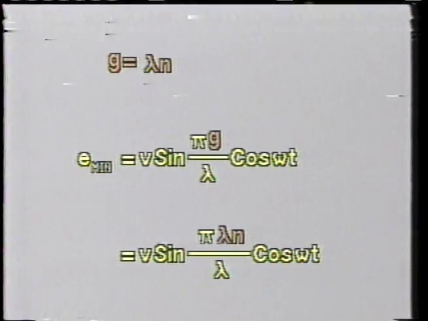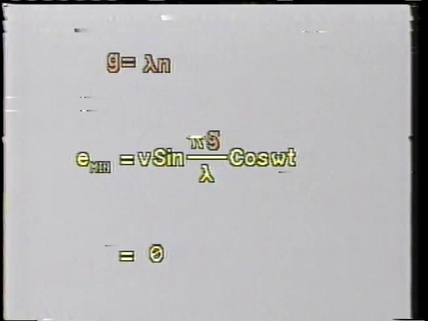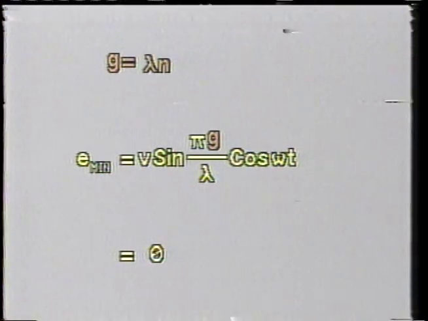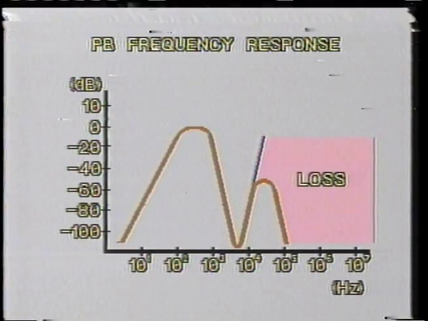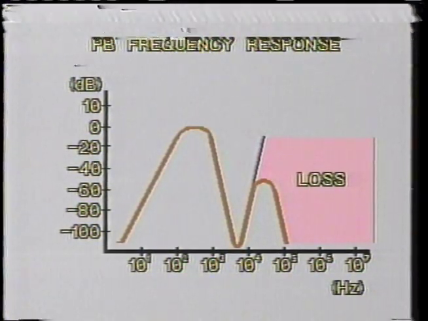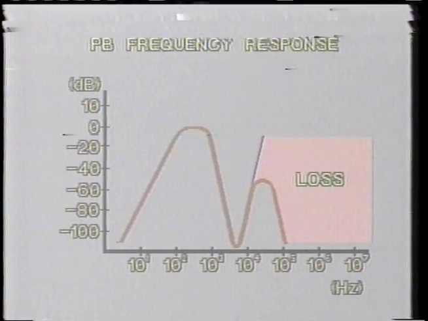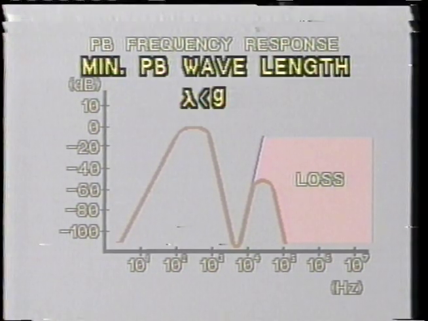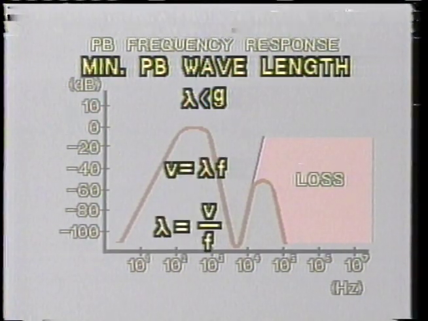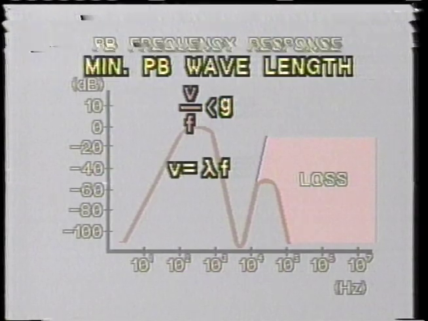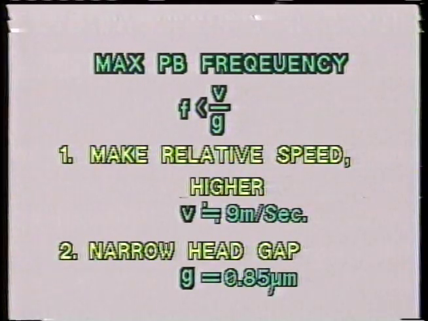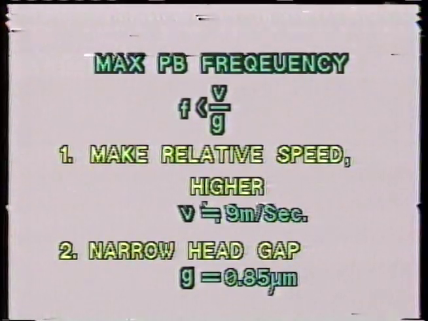When gap G becomes an integral multiple of lambda, the sine component becomes zero, and the head output also becomes zero. Frequencies higher than the initial peak can cause problems that can result in lack of playback ability. Therefore, the minimum frequency for playback is determined by the gap width. If the tape speed relative to the head, V, is determined, the maximum frequency for playback can also be determined using V equals lambda F. Therefore, to increase the maximum frequency, you can 1. Increase the tape speed relative to the head, or 2. Reduce the gap width.